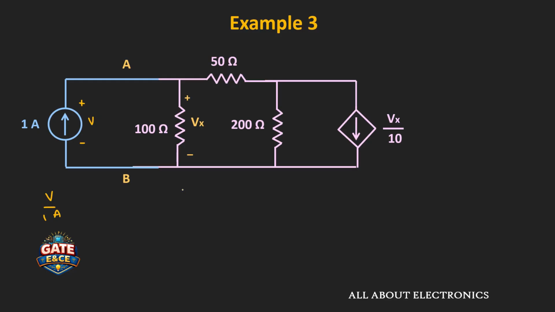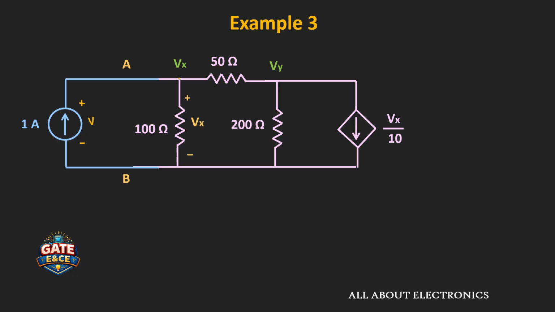So here, to find the voltage across this 1 ampere current source, we need to find the voltage across this 100 ohm resistor, because this 100 ohm resistor is directly in parallel with the 1 ampere current source. Let's say the voltage at this node is Vx, while the voltage at the second node is Vy. And to find this voltage Vx, let us apply the KCL at both nodes.